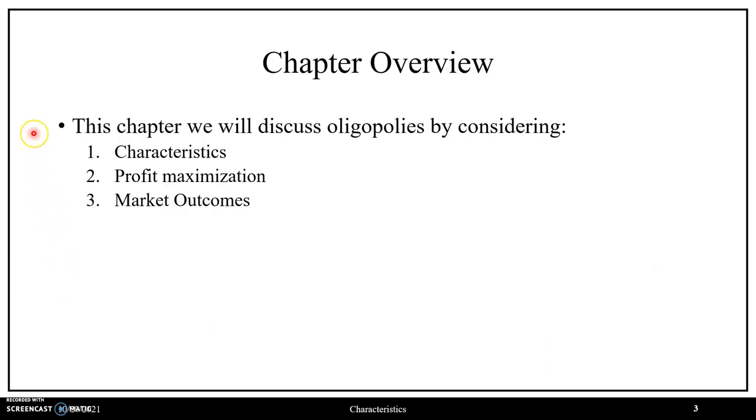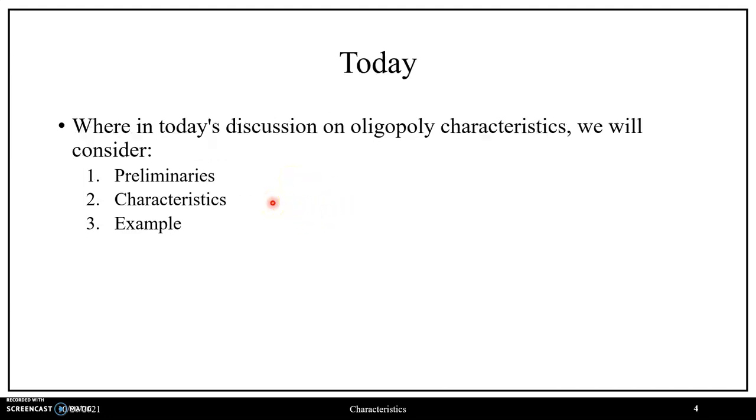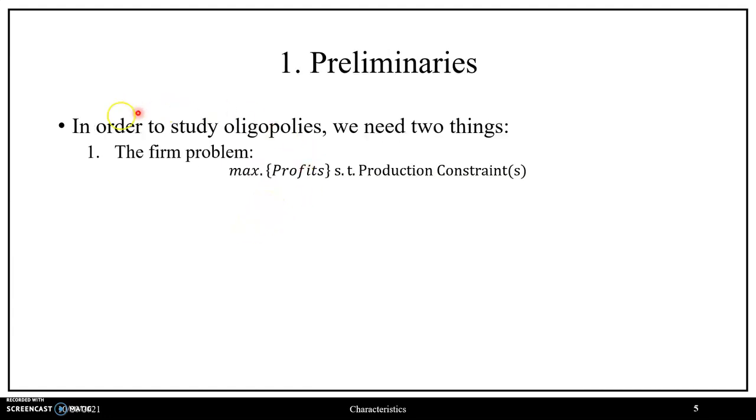So with that in mind, in this chapter, we seek to introduce our third market structure in the form of oligopolies, in which we'll do so by going over some characteristics of oligopolies in order to go over the profit maximization process for an oligopolist, and then conclude with market outcomes. In today's discussion on oligopoly characteristics, we will set up some preliminaries in order to go over characteristics and conclude with examples.